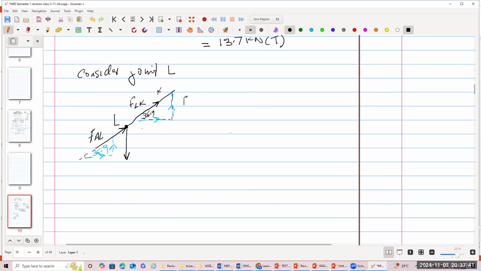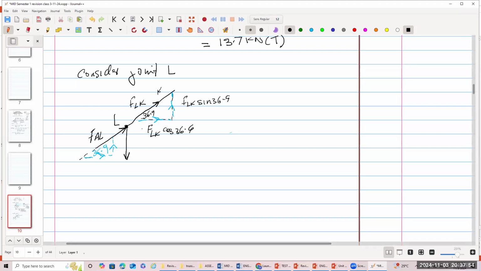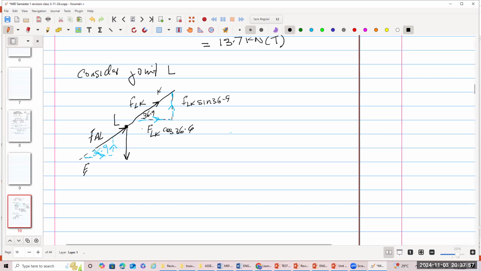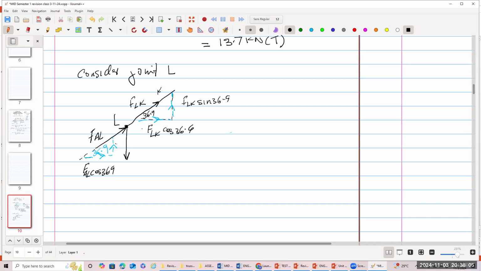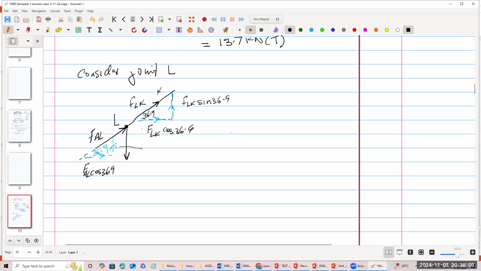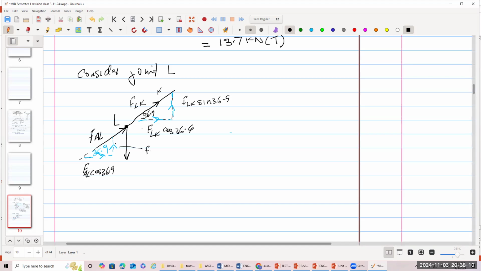All right, so this is F_LK sine 36.9, while this is F_LK cos 36.9. This one is F_AL cos 36.9, and this one around here is the same thing. Where can I write that now? Space is kind of limited. This distance here is F_AL sine 36.9. So that is that.